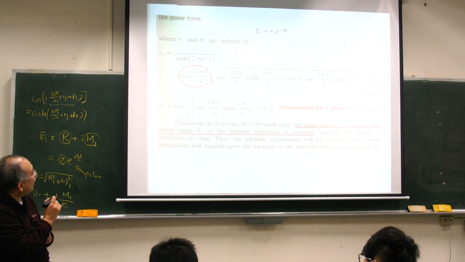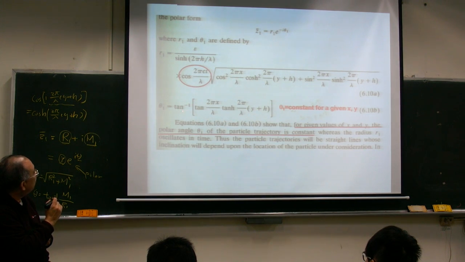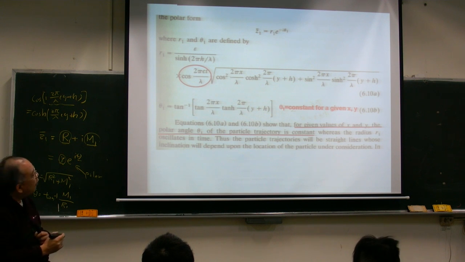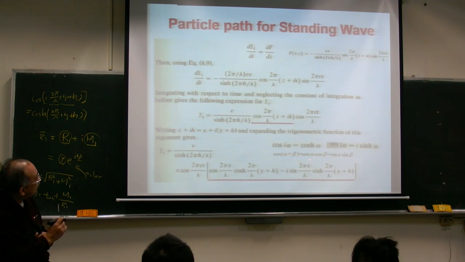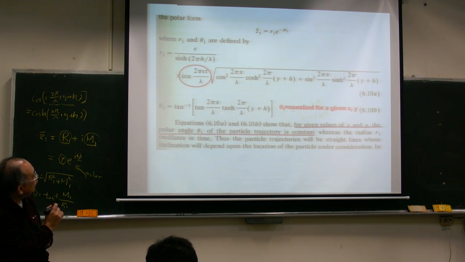And what's the theta? Theta 1 here is the arctangent of what? The arctangent of the imaginary part divided by the real part, right? And what's the imaginary part? This part, divided by our real part here. And sine over cosine is the tangent, right? Hypersine over hypercosine is the hypertangent. So here it becomes the tangent times the hypertangent.